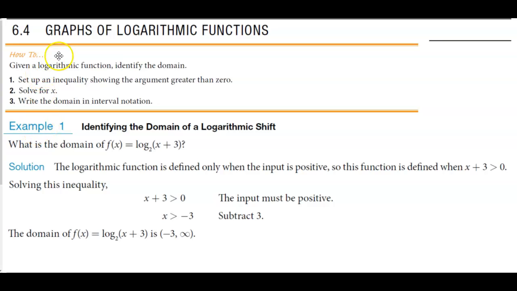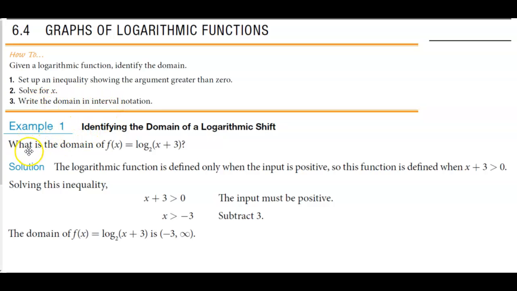In section 6.4, we're dealing with graphs of logarithmic functions. So in example number 1, we want to be able to identify the domain of a logarithmic shift. So given a logarithmic function, we want to be able to identify the domain. Number 1, you're going to set up an inequality showing the argument greater than 0. Number 2, you're going to solve for x, and then you're going to write the domain in interval notation.